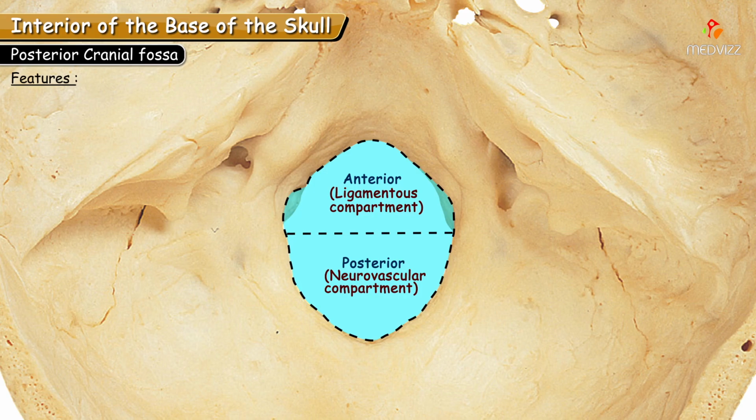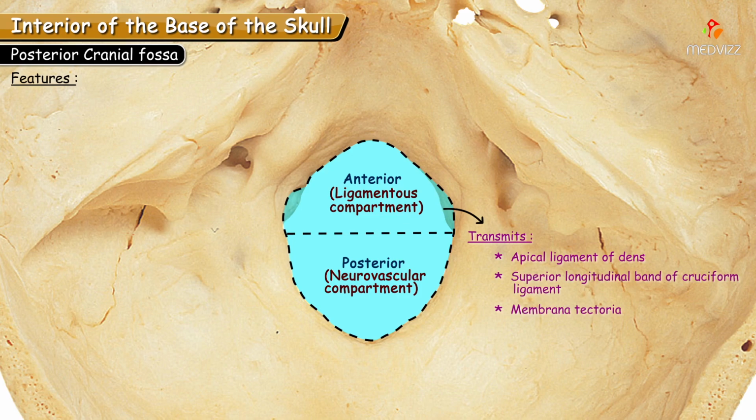Beginning with the ligamentous compartment, it transmits the apical ligament of the dens, the superior longitudinal band of the cruciform ligament and the membrana tectoria, which attaches along the margins of the foramen magnum. So these 3 structures we already saw attaching to the lower part of the clivus, passing through the anterior part of the foramen magnum.